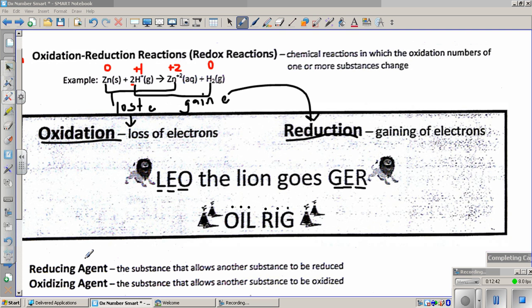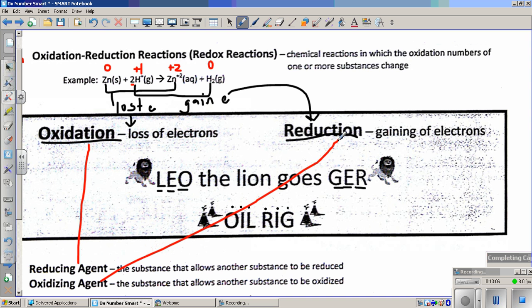But somebody decided they should come up with a term called reducing agent. Reducing agent means if something's a reducing agent, that means it's allowing something else to be reduced. If it's allowing something else to gain electrons, then that means it must have lost electrons. So the reducing agent is the same thing as the substance being oxidized, and the oxidizing agent is the same thing as the substance being reduced.